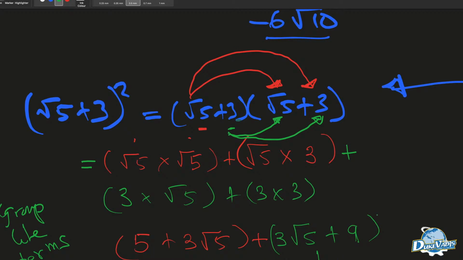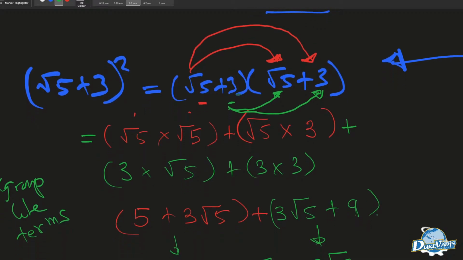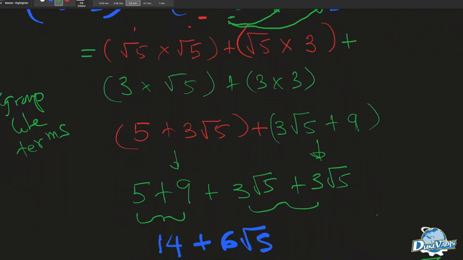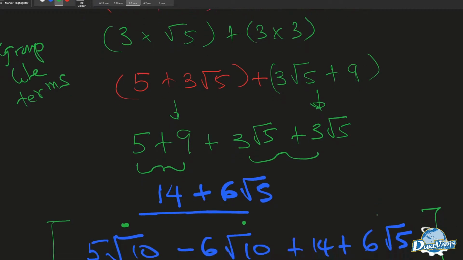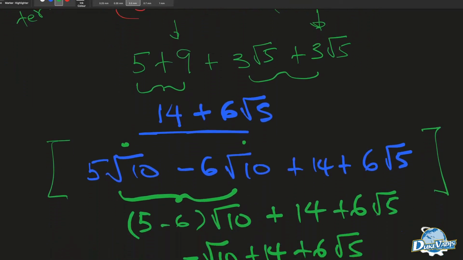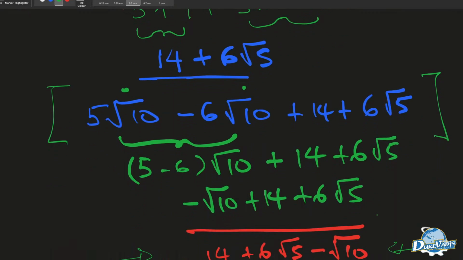After that, we pick the last bit, because if we say we're going to put all together, then it's going to be a long expression. So after tackling the 2, we decided to do the last bit as we were expanding the bracket. Then we multiply them and we achieved what we have over here right now, 5 plus 9 plus 3 root 5 plus 3 root 5. 5 plus 9 gives us 14, 3 root 5 plus 3 root 5 gives us 6 root 5. And we put it together, and that's what we got.